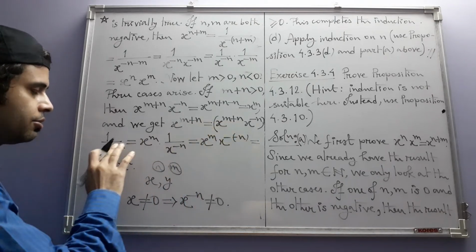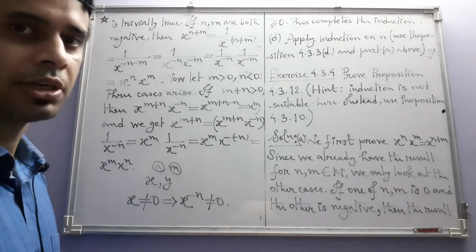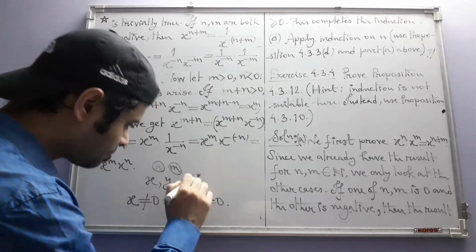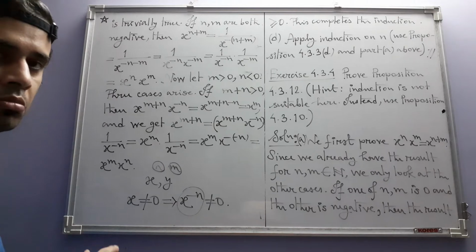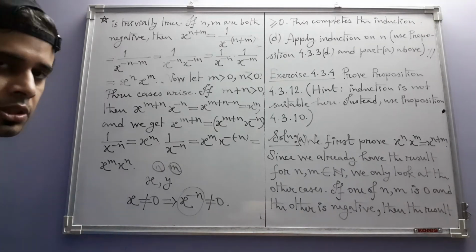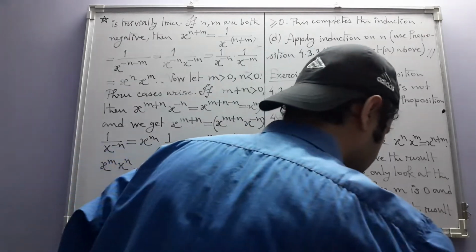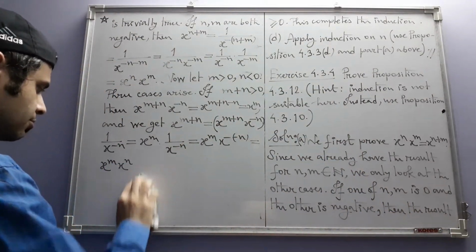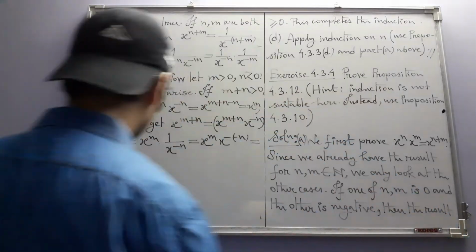We have been able to divide and multiply by x to the power minus n. Non-zero-ness of this power comes from part b of proposition 4310. Since it's not that obvious, it's better to include it within brackets.